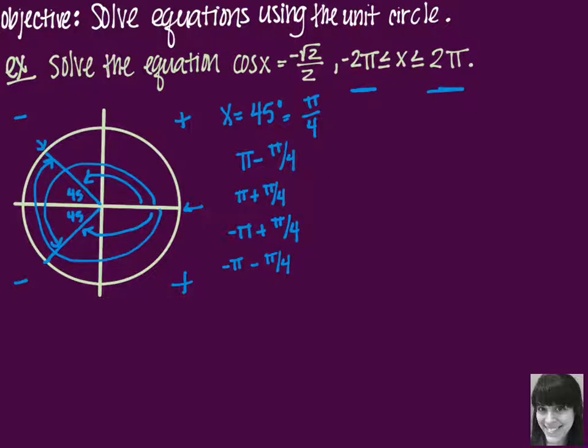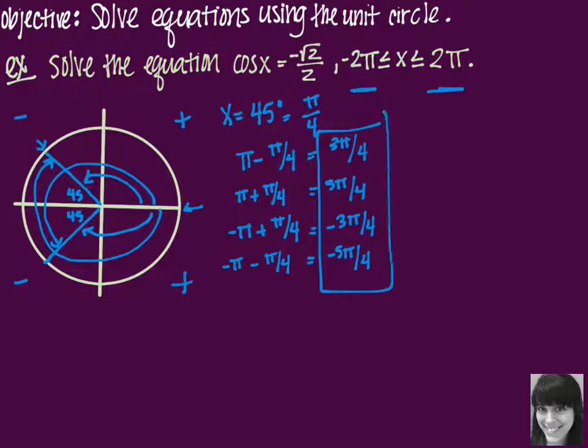And then you can solve each of these and you get 3 pi over 4 and 5 pi over 4, and then negative pi plus pi over 4 is negative 3 pi over 4, and then the last one would be negative 5 pi over 4. So these are the answers to the problem cosine of x equals negative square root of 2 over 2.